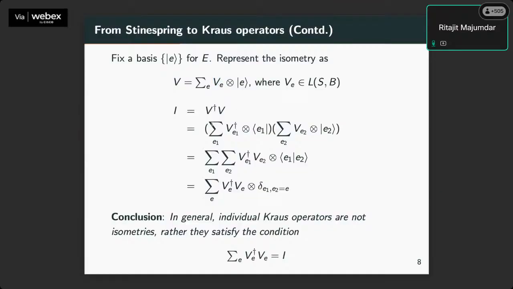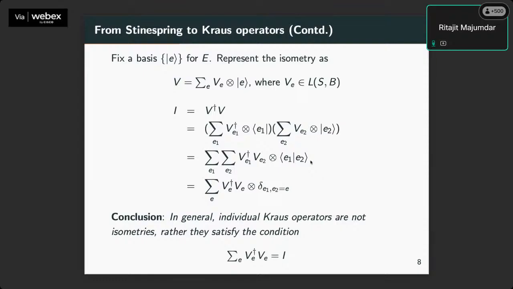So now what I need is, just by isometry, I know that V†V should be identity. This is the requirement of isometry, V†V for the entire system and environment taken together. But if you put in this same thing here, what happens? V† is the sum of V_E†, tensor the bra of E, which I'm calling E1, and V will be the sum over E2 of V_E tensor |E2⟩. Now let's separate the system and the environment out. We have V_E1† V_E2 tensor ⟨E1|E2⟩.